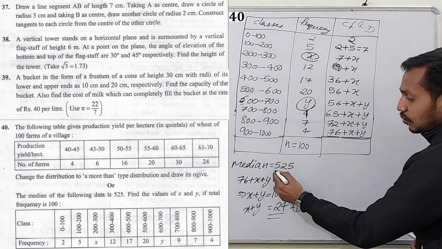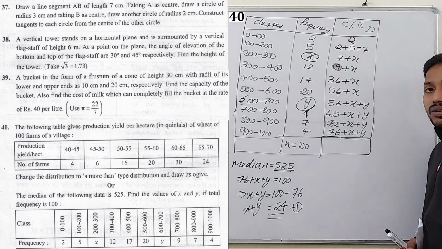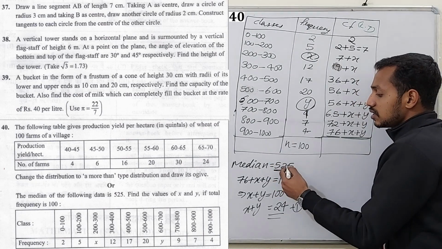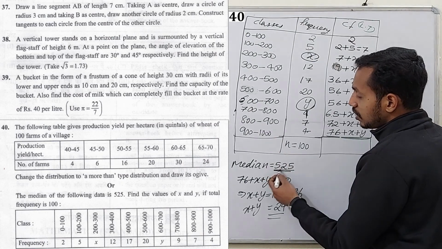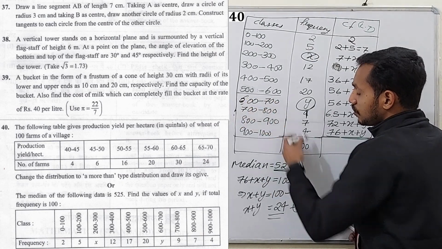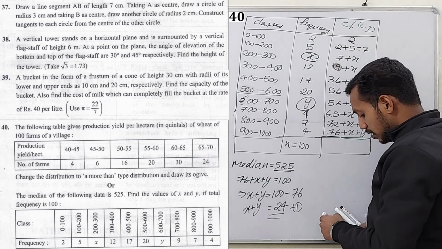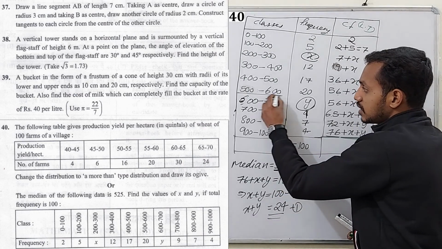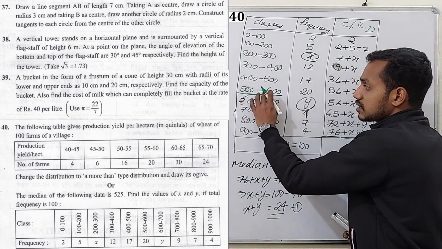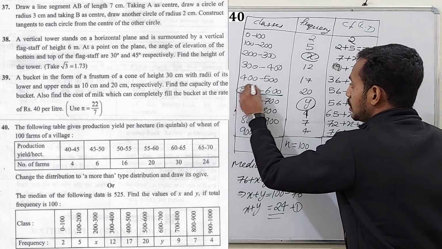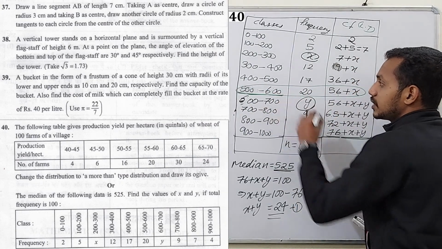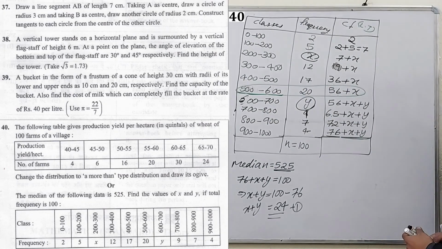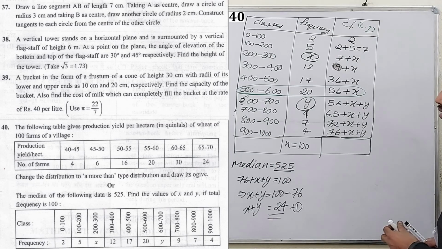Now come to the second one. Here the median is given as 525. So the median class will be the class in which this median lies. Then we can easily identify the class 500 to 600, in this class the median lies between 500 and 600. So this is the median class. That is the first step. We need to locate the median class. After locating the median class, we will get all the values.